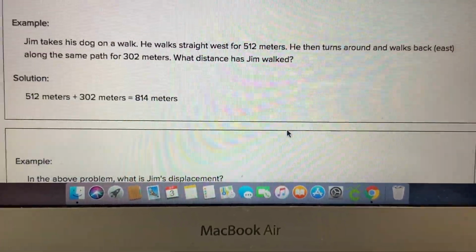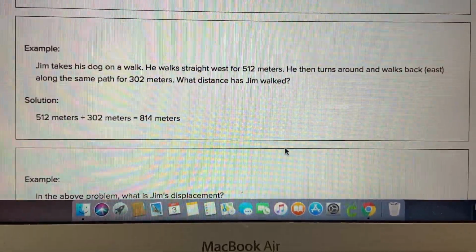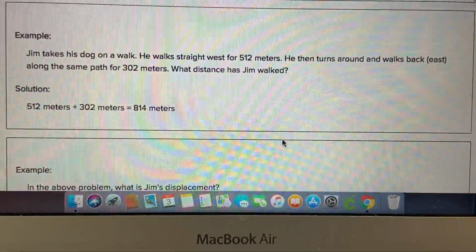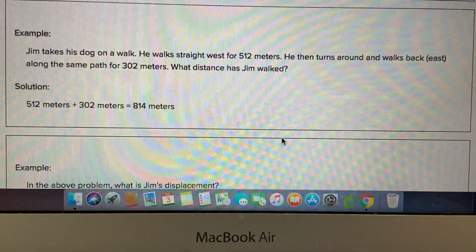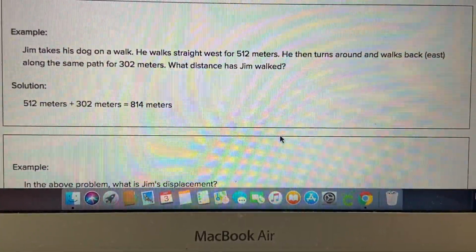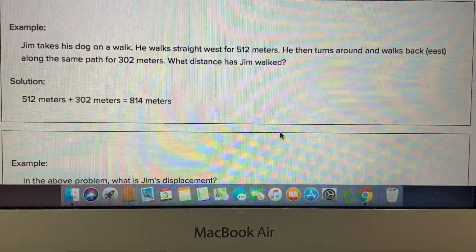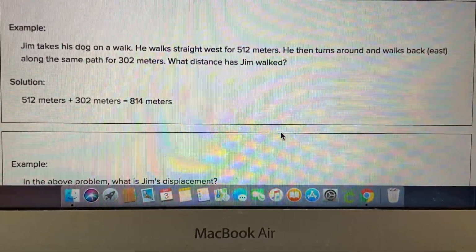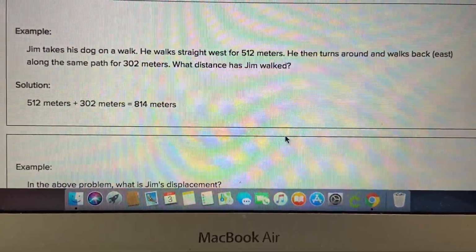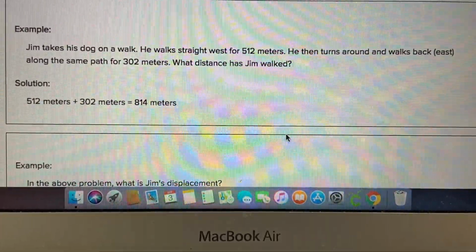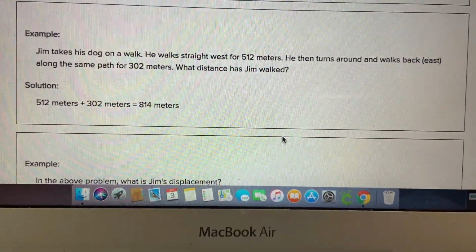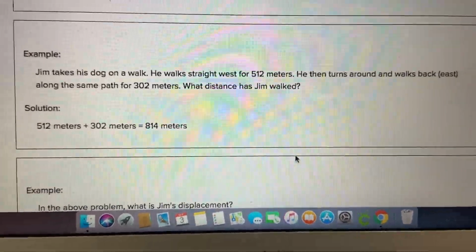Here's another example. Jim takes his dog on a walk. He walks straight for 512 meters. He then turns around and walks back east along the same path for 302 meters. What distance has Jim walked? So he went 512, then he walked 302. We don't care about the directions because we're talking about distance. So the distance was 512 plus 302 equals 814 meters.